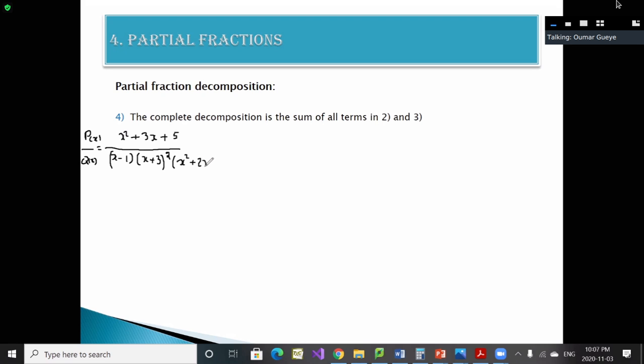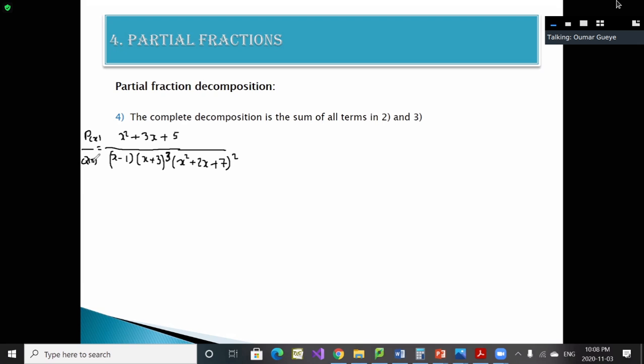And I have a quadratic factor which is equal to x squared plus 2x plus 7, and it's repeated twice. I'm going to change it here, and just make it repeated 3 times.